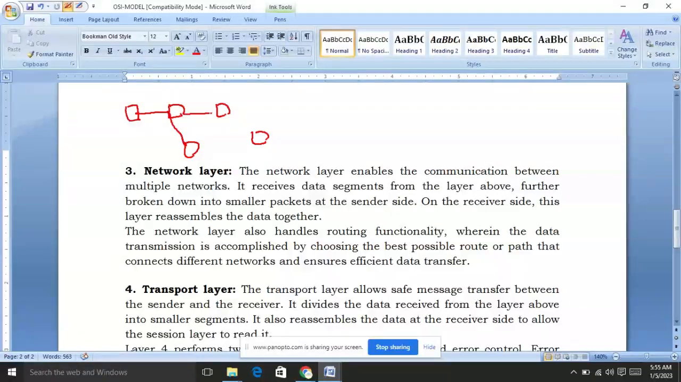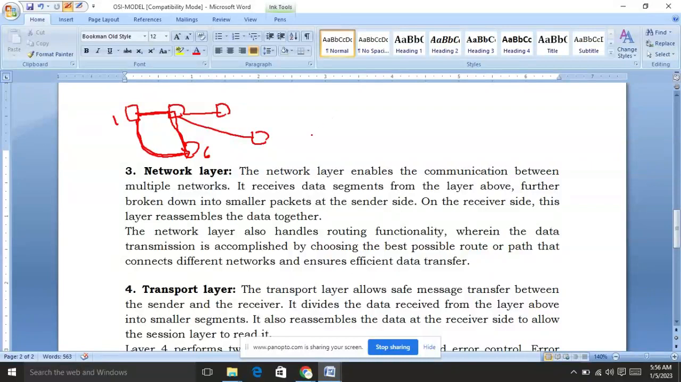It ensures all systems in the network are connected, and decides through which path we are going to send the data. Suppose from 1 to 6, let us consider, either we are going to send the data in this path or we are going to send the data in this path.